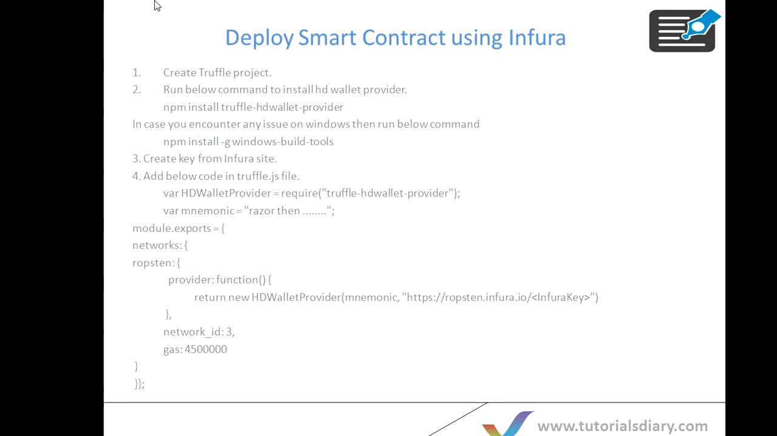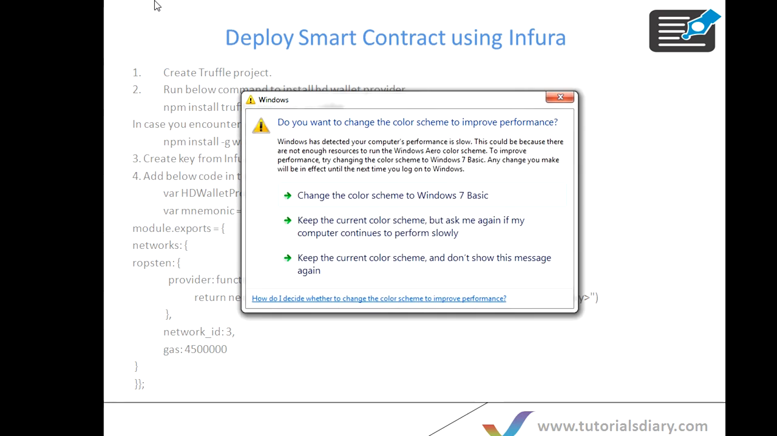Then the fourth step is that you have to add the configuration in the truffle.js file so that you can connect to your Ethereum testnet and deploy the smart contract to that blockchain using this Infura key which you have. We will also use MetaMask in these steps. Now let's see how we can deploy the smart contract using Infura.